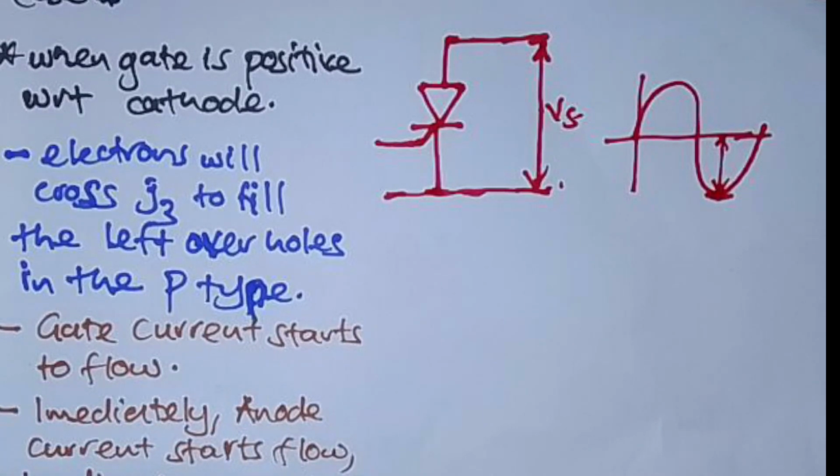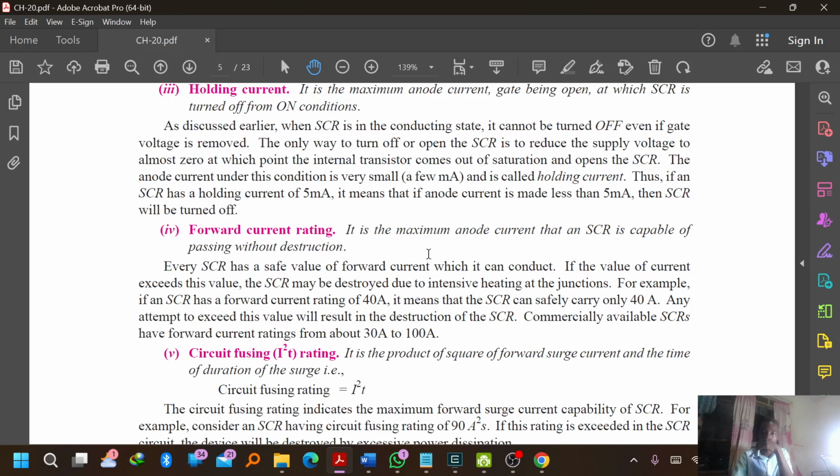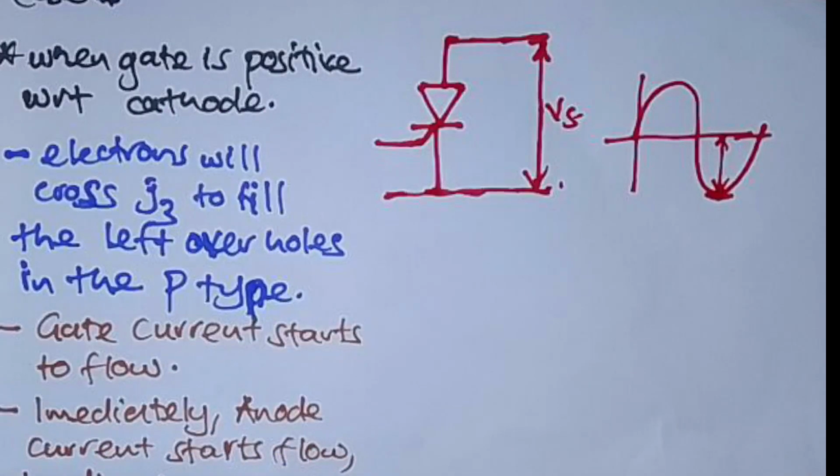Maybe you can just read through that part, because they can be asked, but they're not really that big. Now, for example, here, when you look at this, there is what we call the forward current. There is a circuit fusing element and maybe holding current. So explaining some of these things, I'll need to draw them down here.